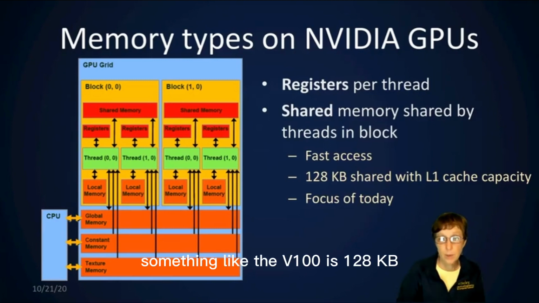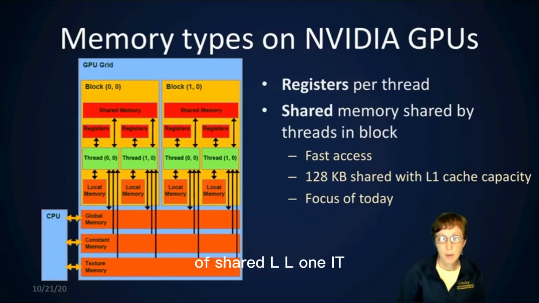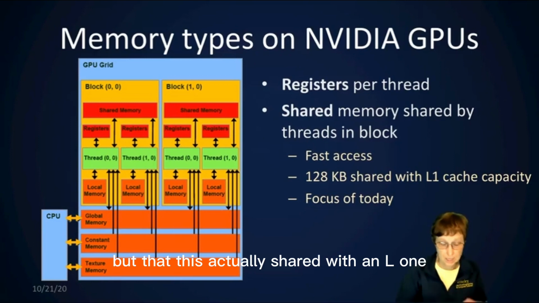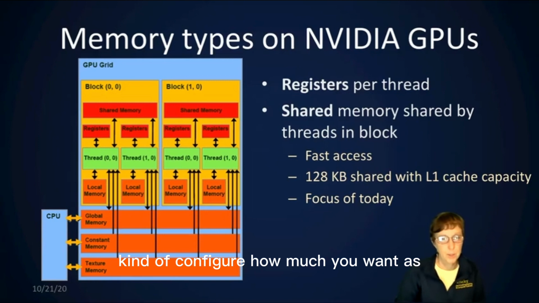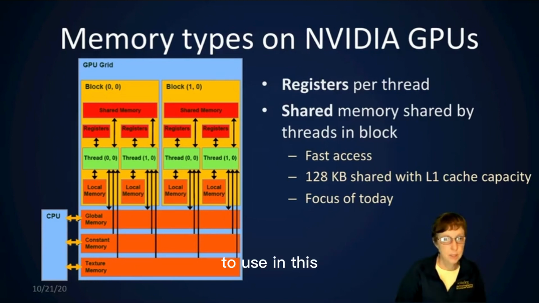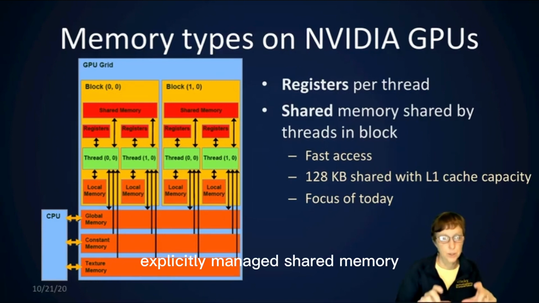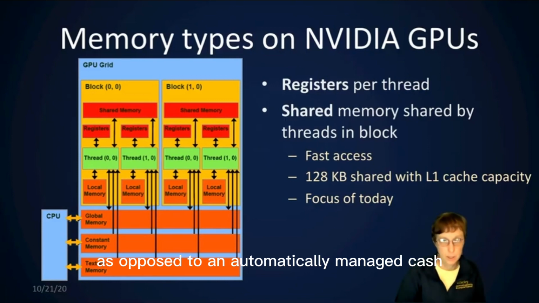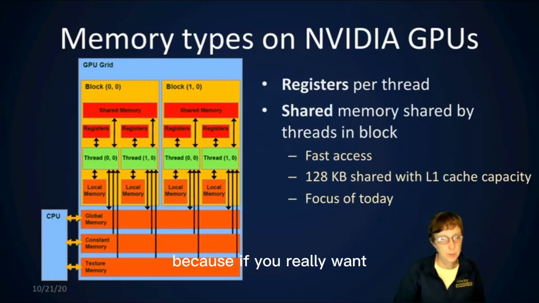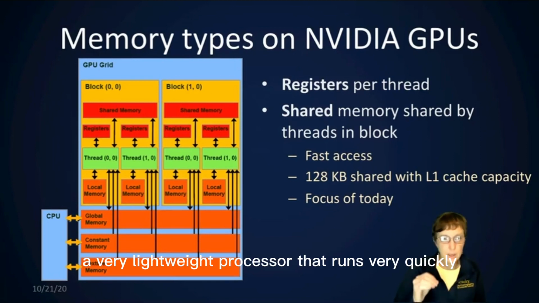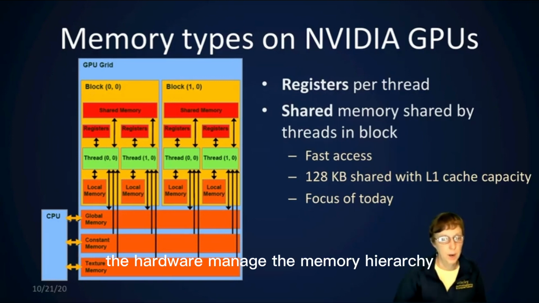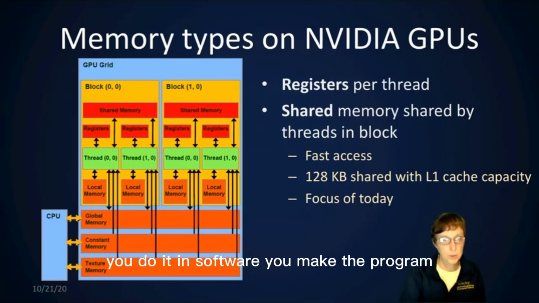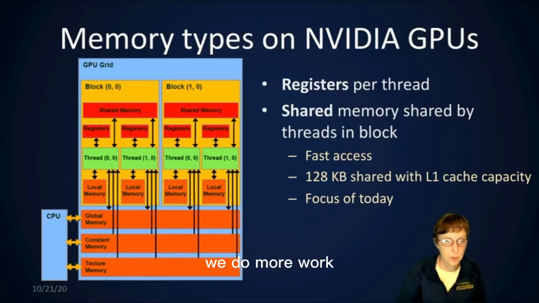On something like the B100 there is 128 kilobytes of shared L1, that's actually shared with an L1 that I'm not showing here. You can configure how much you want to use as this explicitly managed shared memory as opposed to an automatically managed cache. Why do they do this? Because if you really want a very lightweight processor that runs very quickly, you make things as simple as possible, and you don't make the hardware manage the memory hierarchy. You do it in software. You make the programmer do more work.